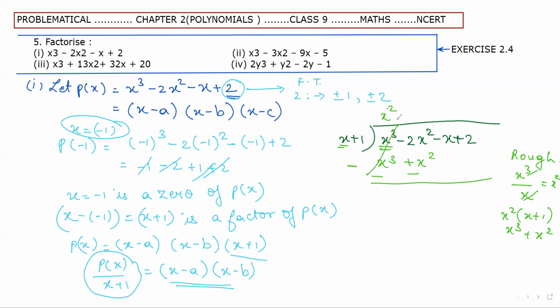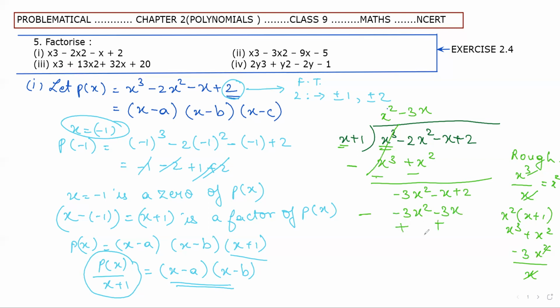These two will get cancelled. X cubed minus x cubed. When you change the sign, you'll consider the below sign rather than the initially stated sign. Minus 2x squared minus x squared will give you minus 3x squared minus x plus 2. Again, 3x squared has to be divided by x. It will give you minus 3x. Minus 3x multiplied by this: minus 3x into x is minus 3x squared. Minus 3x into 1 is minus 3x.